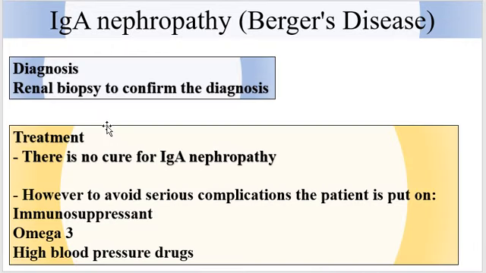For diagnosis, to build up a definite diagnosis, renal biopsy is very important to confirm the diagnosis. Treatment: there is no cure for IgA nephropathy. However, to avoid serious complications, the patient is put on immunosuppressants, omega-3, and medication for high blood pressure. Thank you very much, Professor Ahmed Pollard.